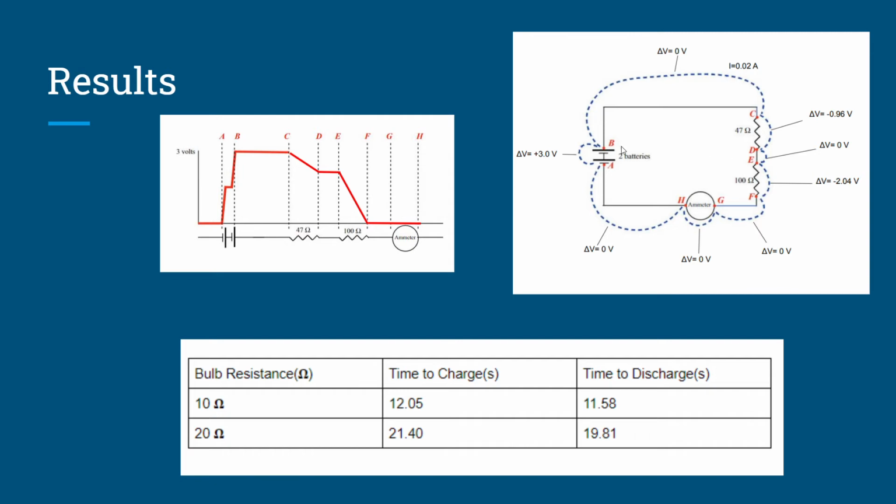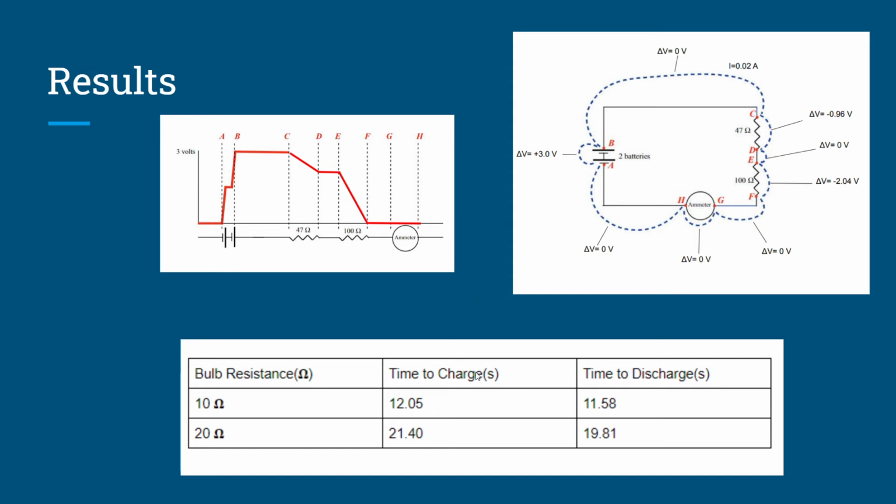And so here we graphed the potential versus the position in the circuit of this circuit, and so the electric field is the negative gradient of this potential, so the slope of this graph is steep where the electric field is large, and as you can see it starts at 0 and ends at 0.